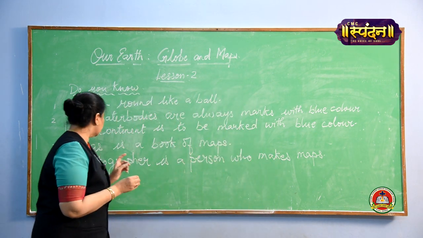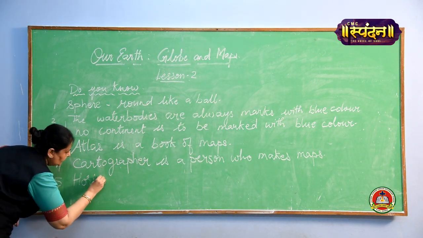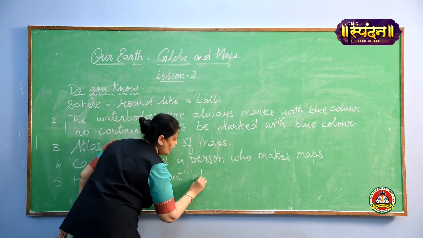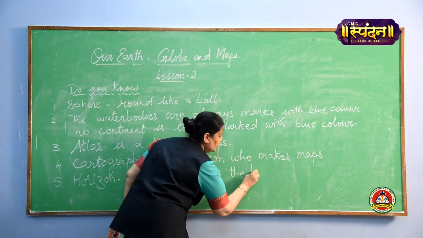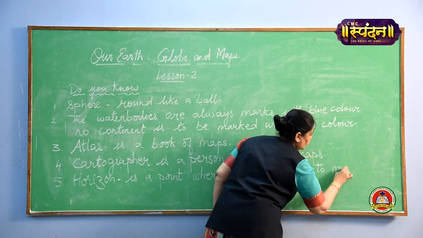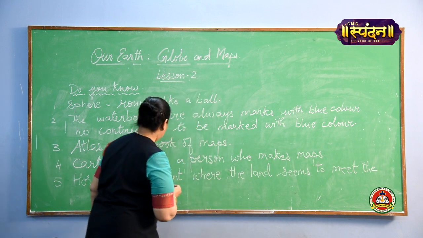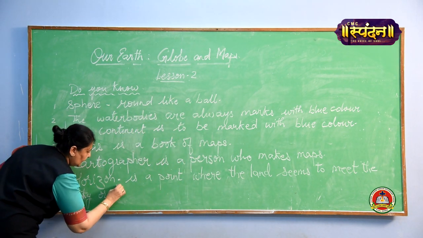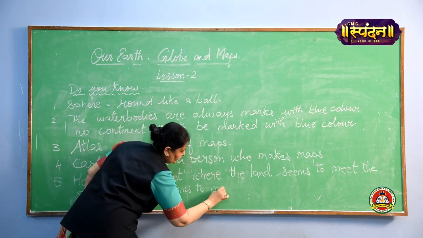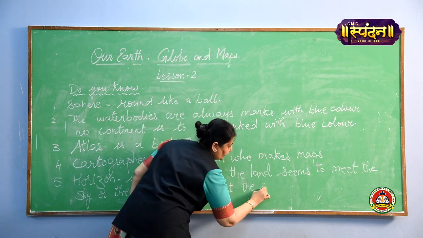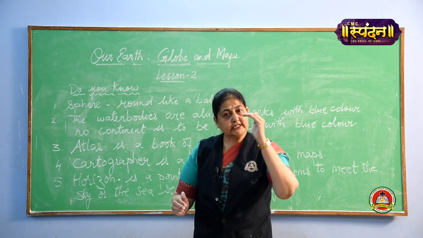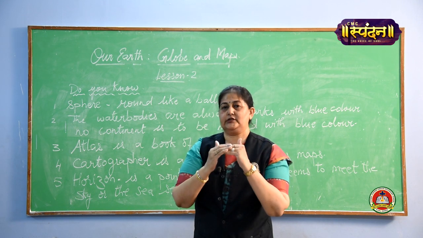Now, we'll write that also. What is horizon? Horizon is a point where the land seems to meet the sky, or the sea seems to meet the sky. Children, they never meet. It only appears that they are meeting, and the point where it appears that they are joining each other, that point is called the horizon.